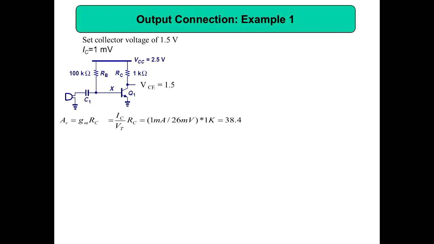So the voltage gain magnitude. I haven't taken into account the sign, because that is due to the signal inversion. So the magnitude equals gm into RC. gm equals collector current by thermal voltage. Here the collector current equals 1 milliamp, and the thermal voltage equals 26 millivolt, into 1K RC. So you get a gain of 38.4. Your signal will be amplified by this amplifier by 38.4.